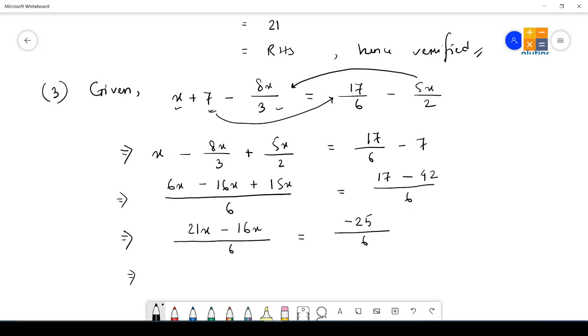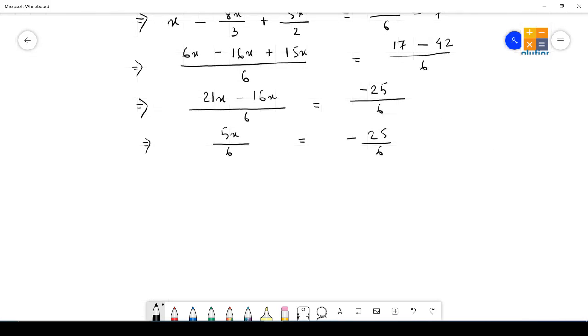In the next step, it will be 5x by 6 is equal to minus 25 by 6. So after this, what can we do? We find that on both the sides, the denominators are the same. So we can perform cancellation directly. What is left? 5x is equal to minus 25. To make x independent of 5, we have to divide both the sides by 5, and this will give us the result minus 5. So the value of x I get here is minus 5.